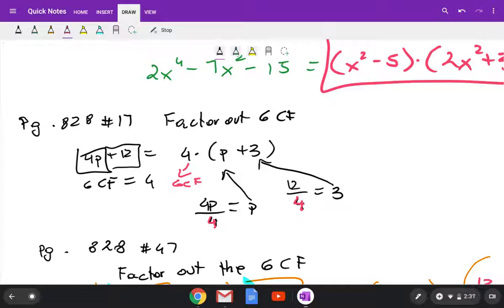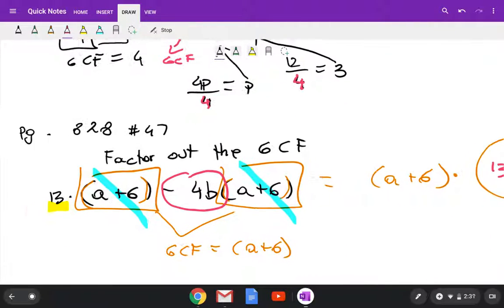And in the parenthesis, to undo factoring, you're just doing the division. In the parenthesis, it's going to be the opposite of multiplication, which is division. You take your original expression, which is 4p, and you divide by GCF, and we end up with p. That's why you see p inside of the parenthesis. And then you take the second original expression, which is 12, and you divide by GCF, which is 4, and we end up with 3.